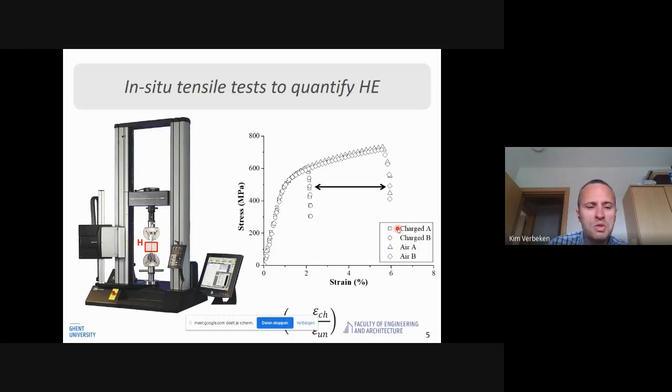So typically for a tensile specimen, we charge it for 1 or 2 hours when it's 1 millimeter thick in order to be sure that we have saturation. And then you can clearly see that we lose some of our ductility during the test when we charge it with hydrogen. So clearly the ductility has dropped significantly in this material due to the detrimental effect of hydrogen.